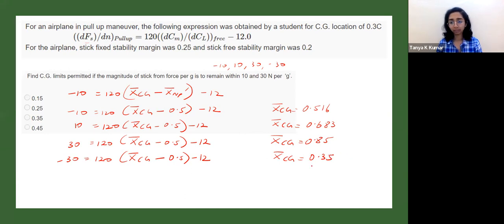So our limits are 0.35 and 0.85. Only one of those values is given here, that is 0.35. The extremes are given depending on how much stick force you're permitted to apply. So you have X bar Cg, the two limits here. Only one of them is given in the options, it's 0.35. When they say it's the magnitude of stick force, it doesn't say plus or minus, it doesn't say whether you're pulling or pushing.